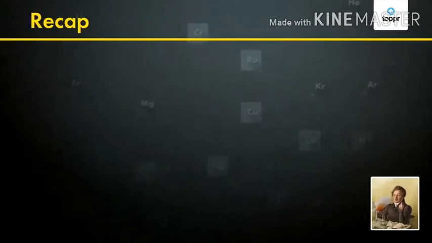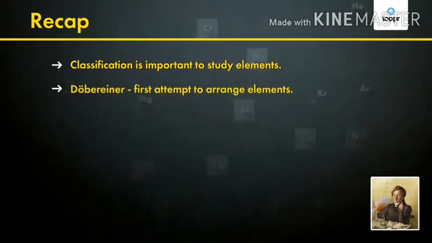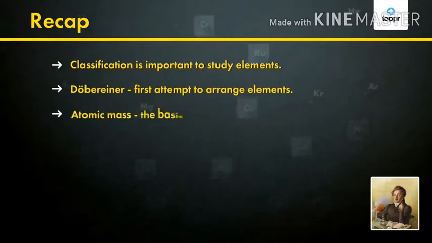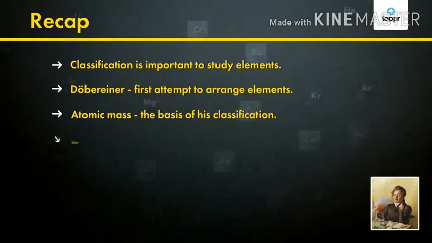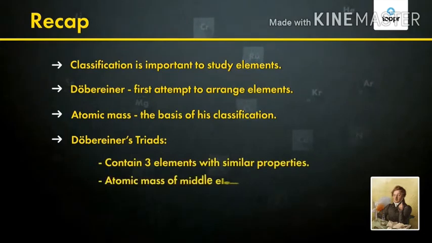To summarize Dobereiner's triads: classification is important to study elements. Dobereiner's was the first attempt to arrange elements. Atomic mass is the basis of his classification. And Dobereiner's triads contain three elements with similar properties.